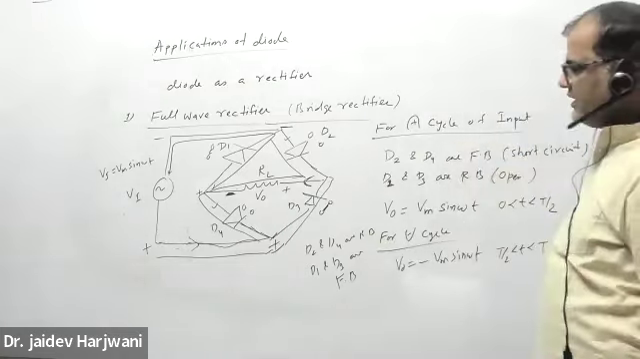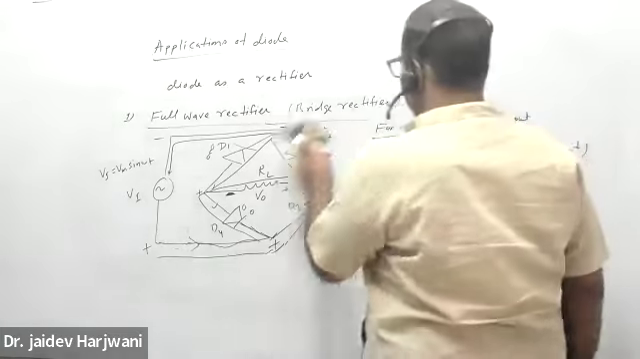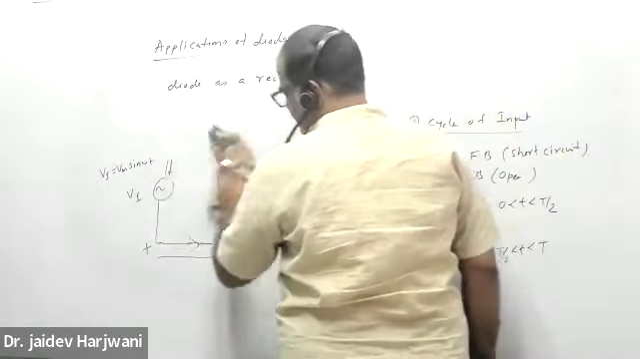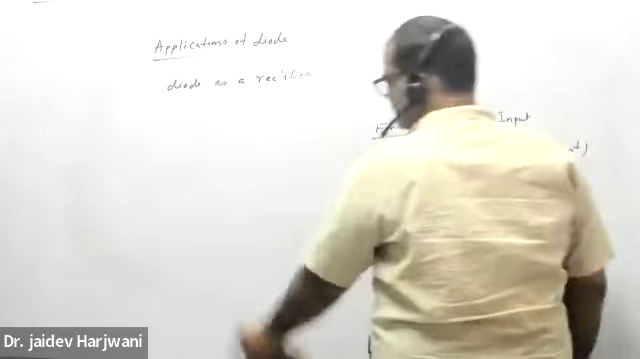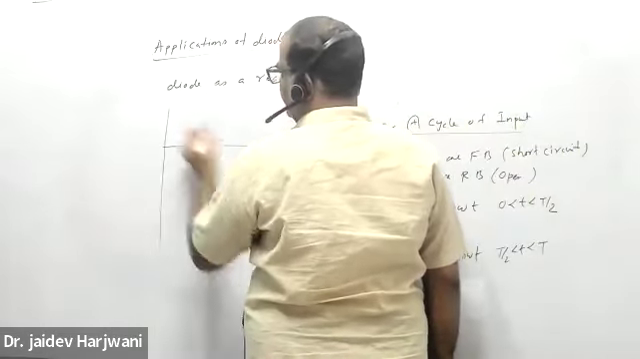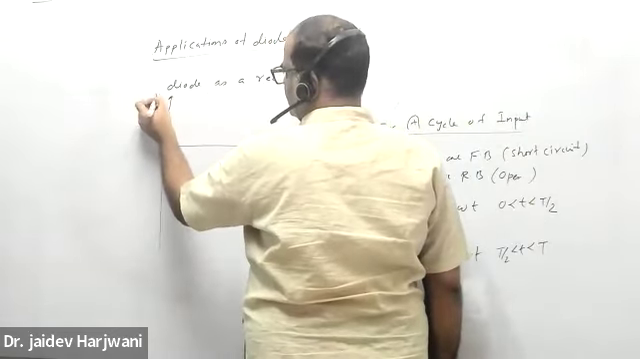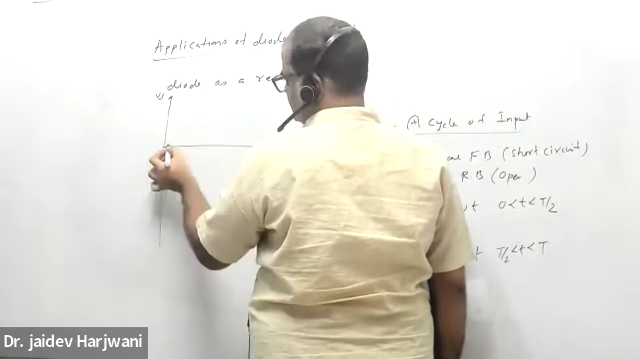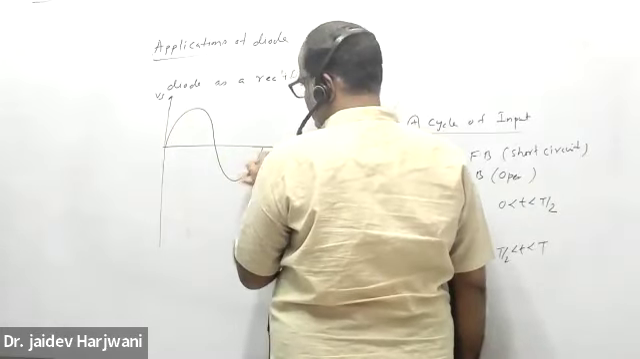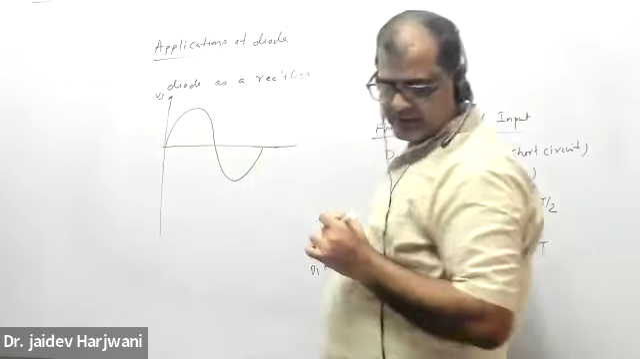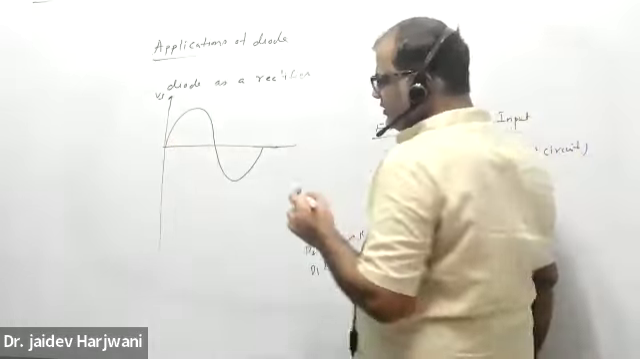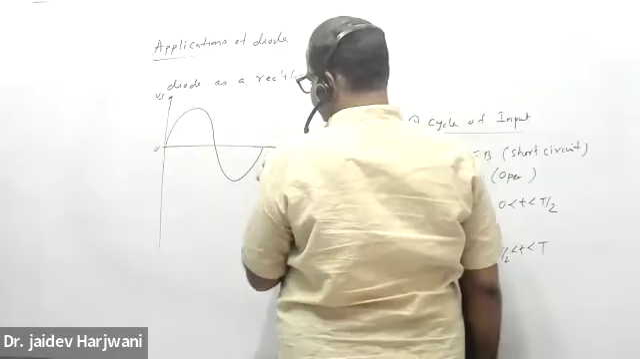Okay, so you can understand this in a way. Let me write it now. Let me draw the output first. So say this is my input. This is a sine wave. This is the sine wave for the whole period, from 0 to T.